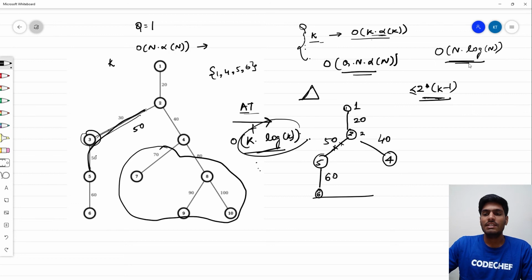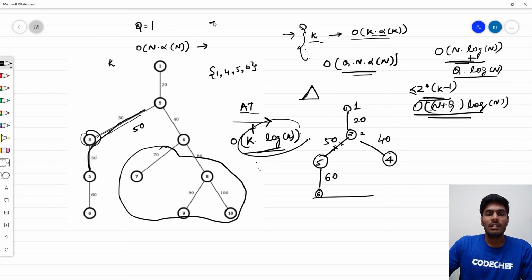Now since we have achieved this time complexity, we also have to sort the edges in each query. So that can go up to q times log of n. So the final time complexity would be order of n plus q log of n. And this is feasible for our problem.